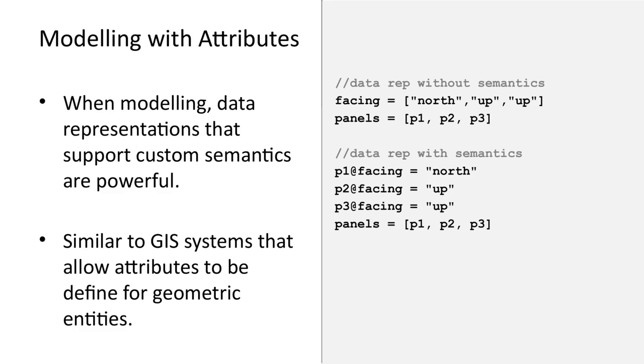The coding example shows two approaches. We assume that we have 3 panels, one facing north and 2 facing up to the sky. In the first approach, the data representation used is a pair of lists. 2 separate lists are used, one for storing some semantic data, and another for storing the panel entities. But managing these separate lists becomes error-prone. In the second approach, the semantic data is attached to the panel entities as attribute data. There is then just one list, integrating both geometric and semantic data. This opens up many other possibilities, such as semantic querying.